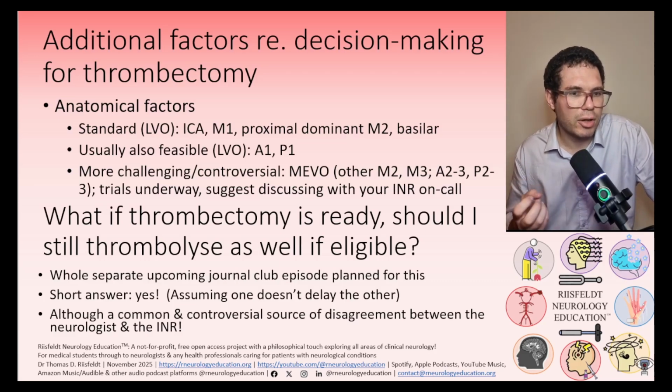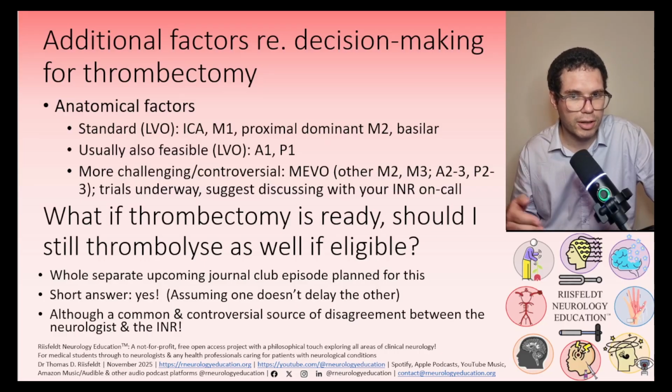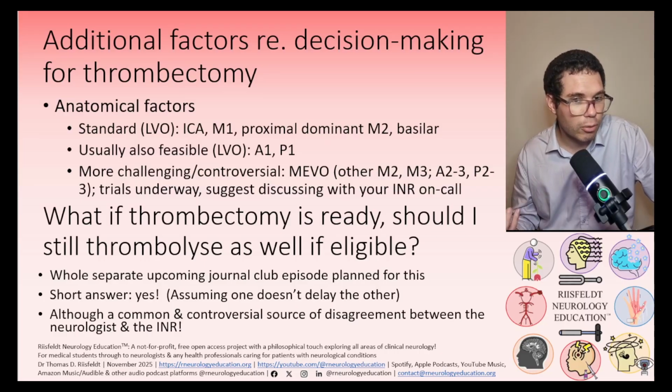The other thing that comes up a lot is what happens if the patient is presenting to your hospital and your hospital is a thrombectomy capable center and the thrombectomy is good to go. Should I still thrombolyze the patient or should we skip the thrombolysis and just go straight to the thrombectomy? Or even if it's not a thrombectomy capable center, but you're just down the road and it's going to be a fairly short transfer time, should I thrombolyze as well or should we just skip that and go straight for the thrombectomy?